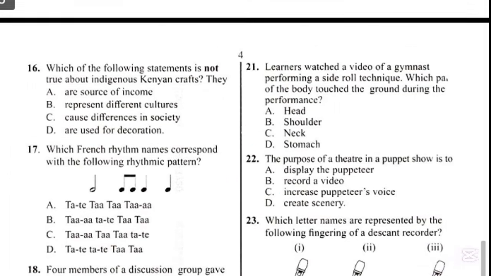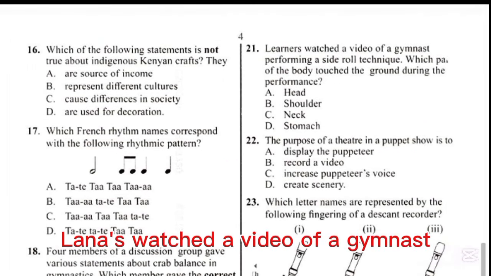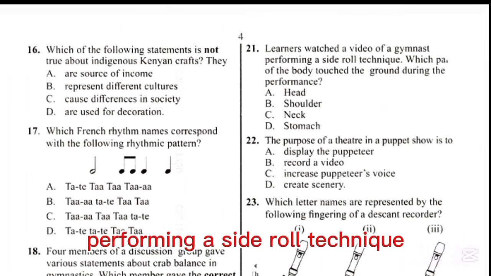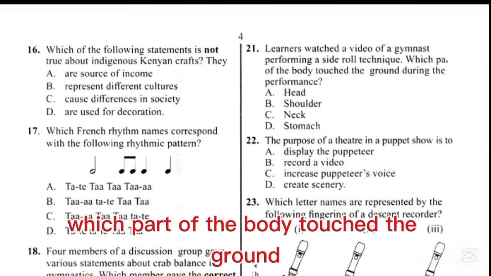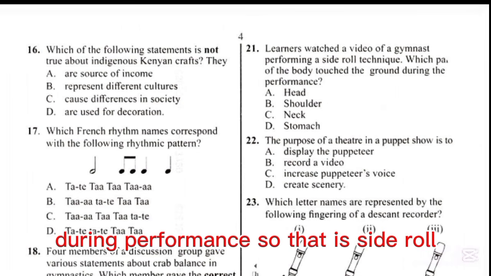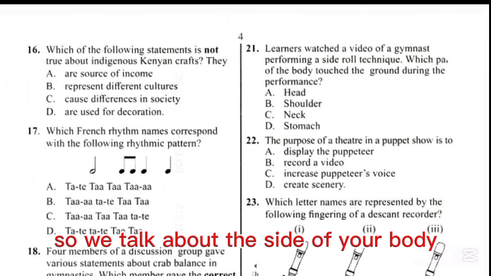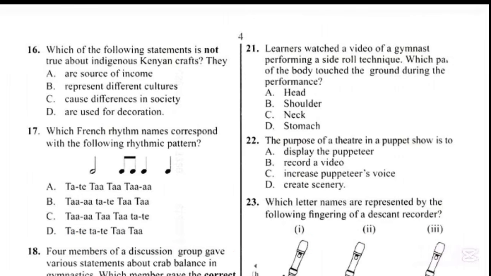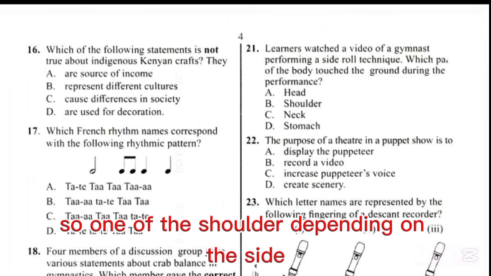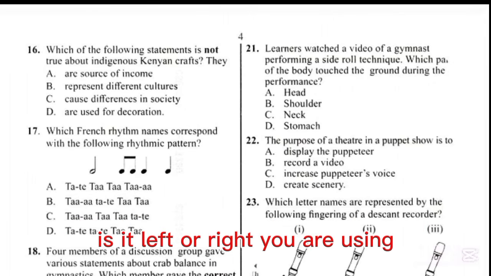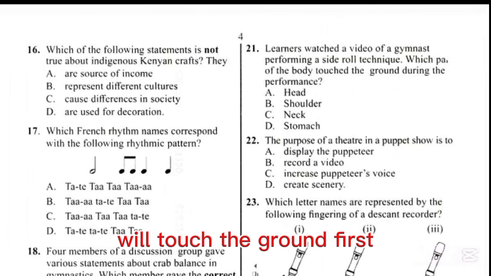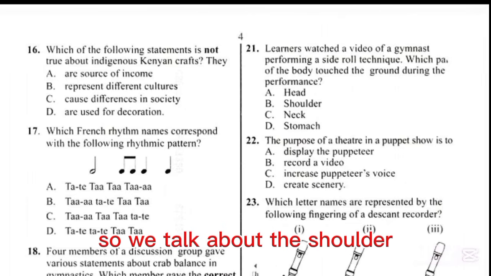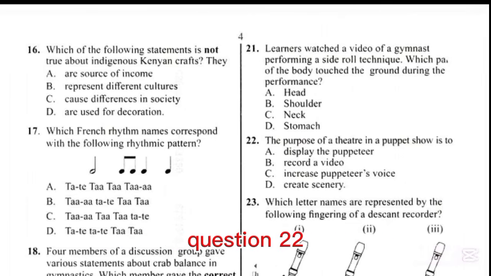Question 21. Learners watched a video of a gymnast performing a side roll technique. Which part of the body touched the ground during performance? So that is side roll, so we talk about the side of your body. We have 2 shoulders. So one of the shoulders, depending on the side, left or right, you are using, will touch the ground first. So we talk about the shoulder.